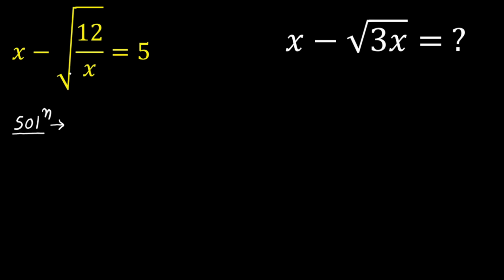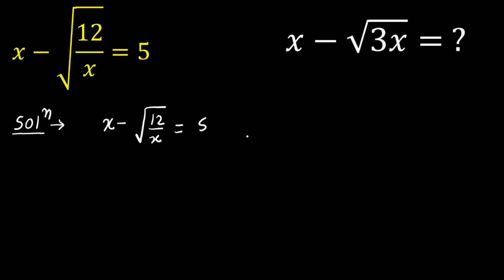Hey students, in this video, we are going to solve x minus square root of 12 over x equals 5. And here we will find out the value of x minus square root of 3 times x. Look carefully. Here it is given x minus square root of 12 over x is equals to 5.